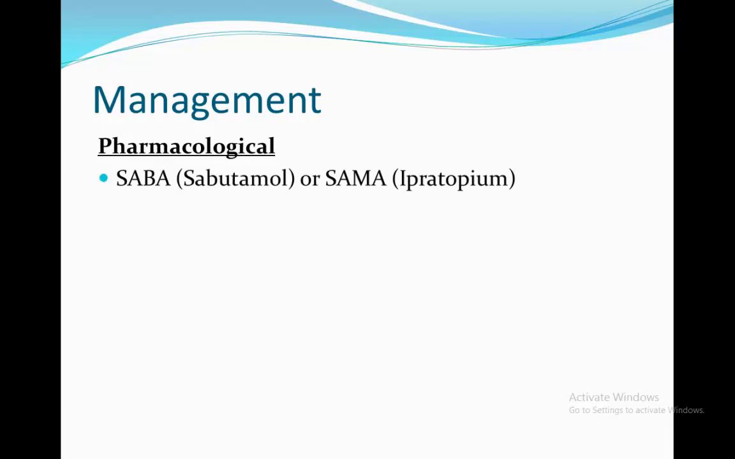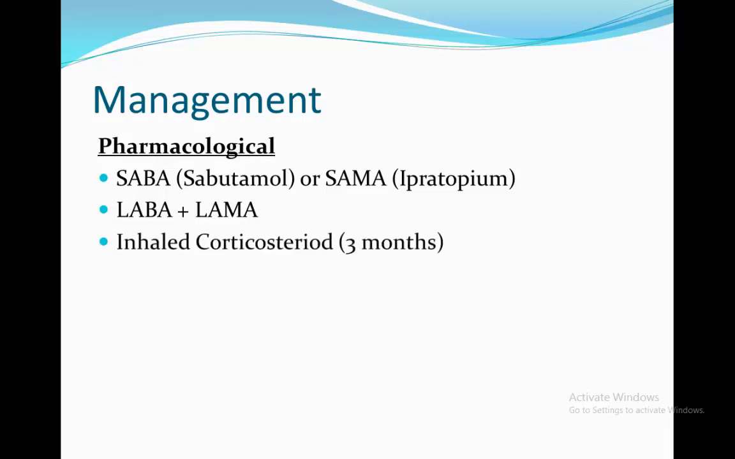The mainstay of the treatment is to use bronchodilators to help relieve symptoms. We'll first give either a short-acting beta-2 agonist like salbutamol or a muscarinic antagonist like ipratropium. And if that doesn't help relieve symptoms, we'll see if they're using the proper inhaler techniques. If they are, we'll give both long-acting beta-2 agonist and long-acting muscarinic antagonist. And if that doesn't work, we'll do a 3-month trial of inhaled corticosteroid and see how it goes from there. You can also give them mucolytics to help decrease the mucus build-up.